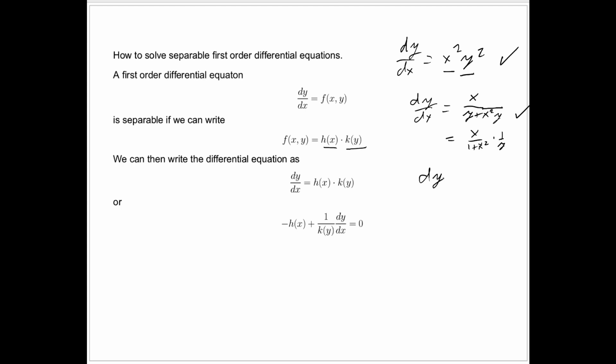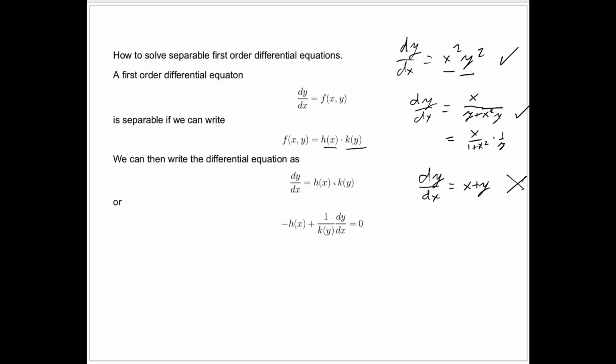If we have something simple like dy/dx equals x plus y, there's no way to write this as a separable differential equation. Of course, this is a relatively simple first-order linear differential equation, and we've already learned how to solve this type of differential equation.